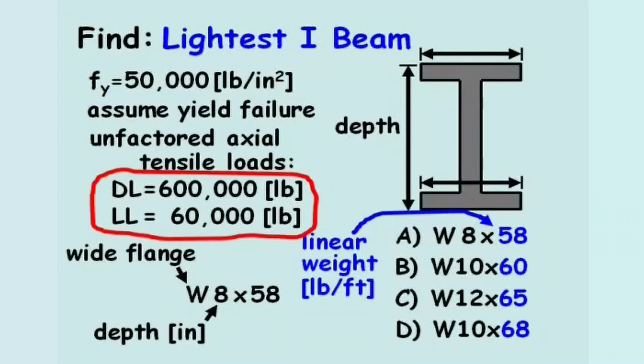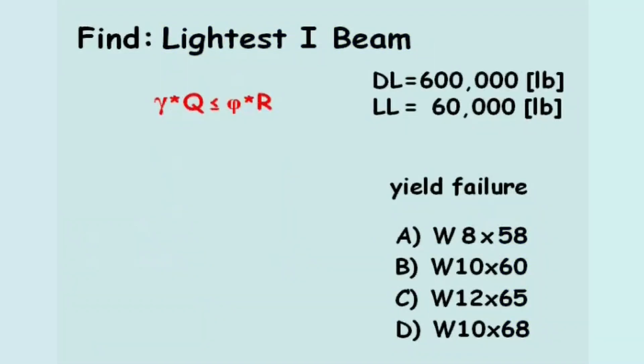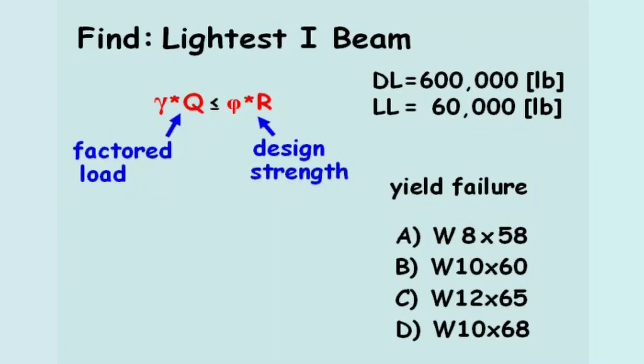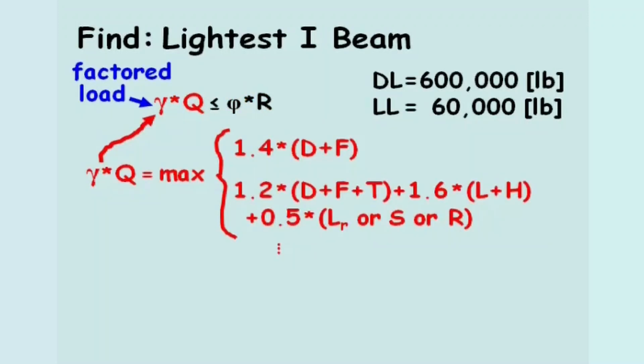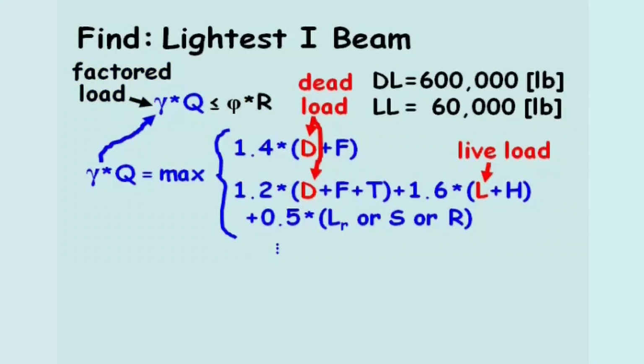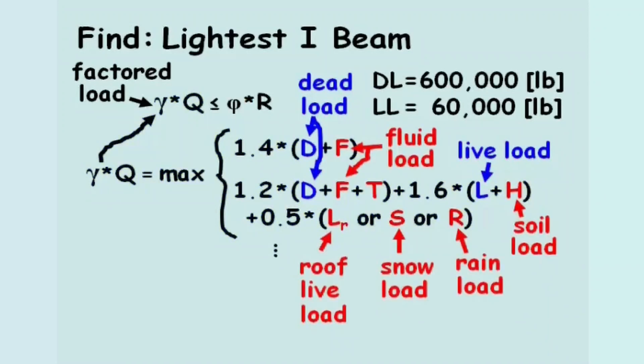Using LRFD, the maximum factored load, gamma Q, shall not exceed the design strength of the steel member, phi R. The maximum factored tensile load upon the member is the maximum computed load from various load combinations. In these equations, D equals the dead load, and L equals the live load. None of the other loads are mentioned in the problem statement.